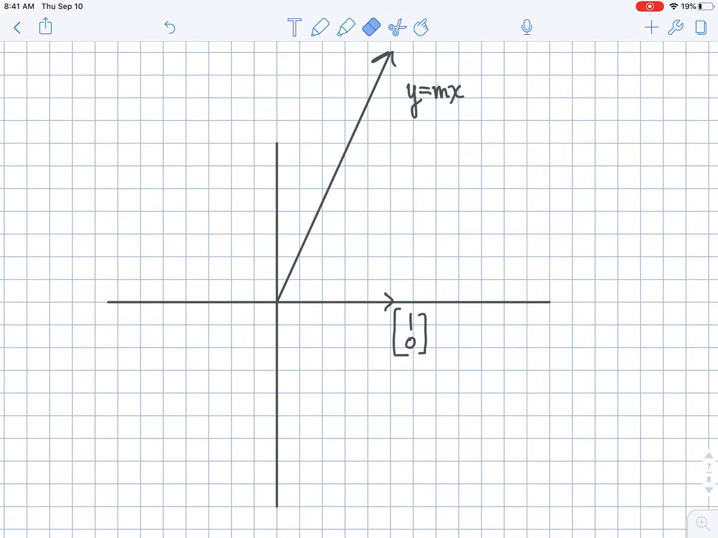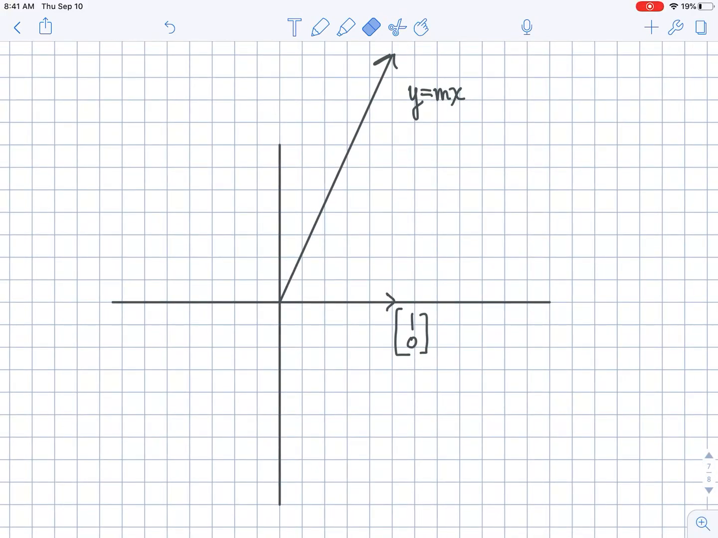All right, everyone. So in this video, I'm going to talk about how we can work out what happens when we project onto a line. So we're going to take this vector (1, 0), and we're going to project it onto this line y equals mx. And what projection means, I'm going to draw it here in red, is that we're going to find the point on this line that's closest to this point.